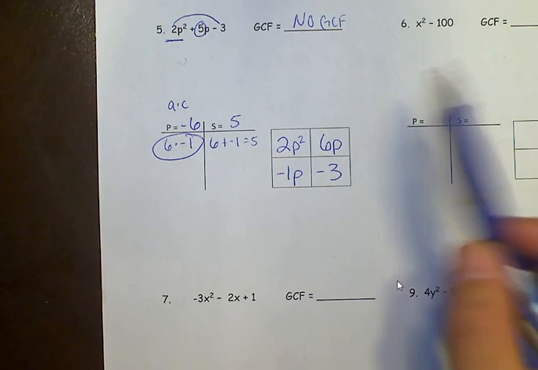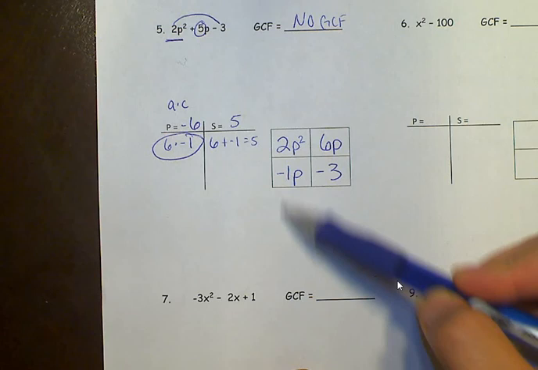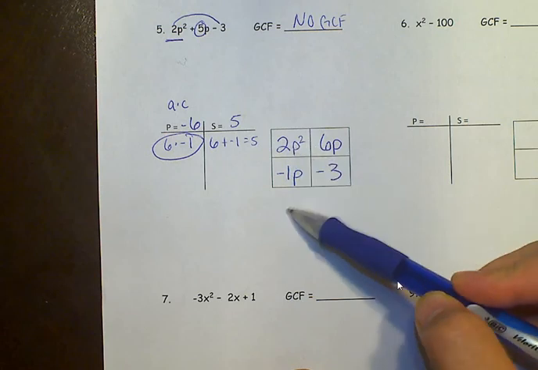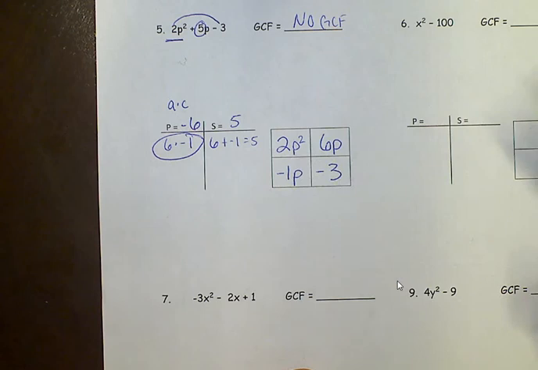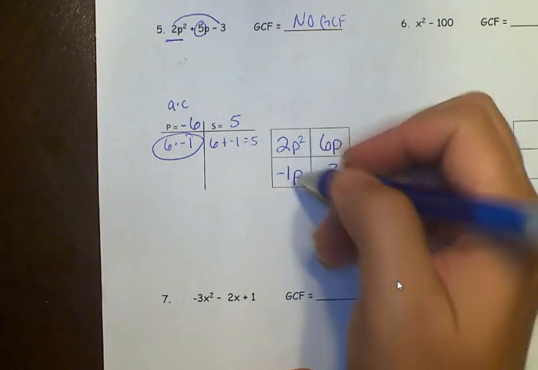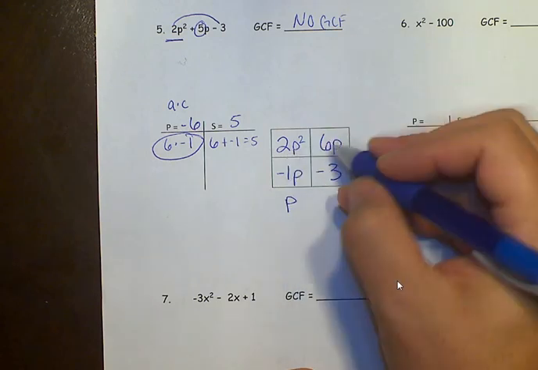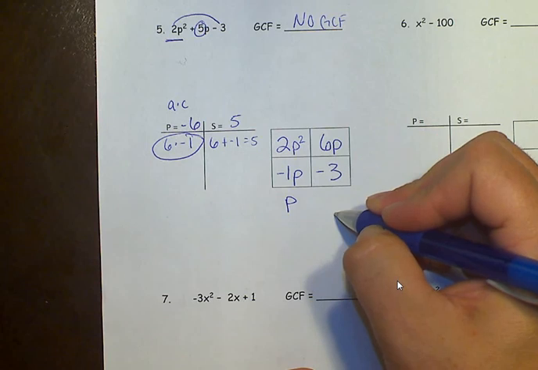So let's look going down here. I could go any order here also. 2 and negative 1, there's nothing in common between those two, so I could just take out a p. Going down here, I'm just going to take out a 3.